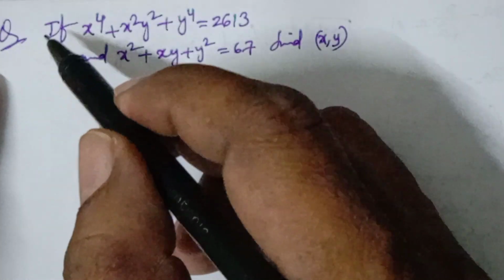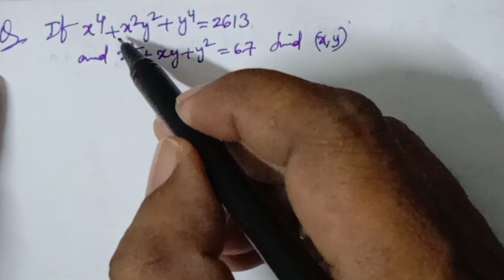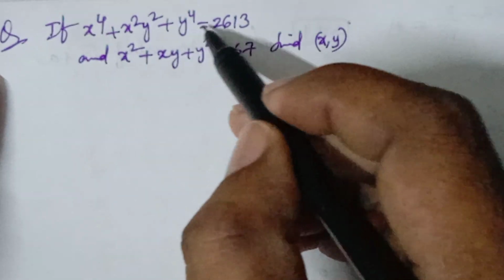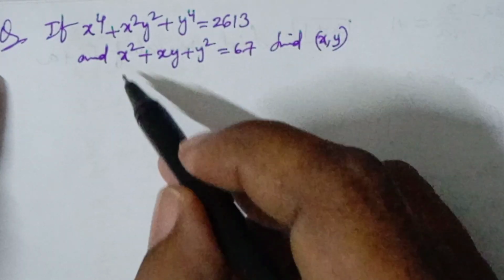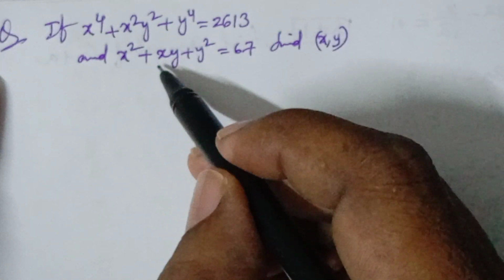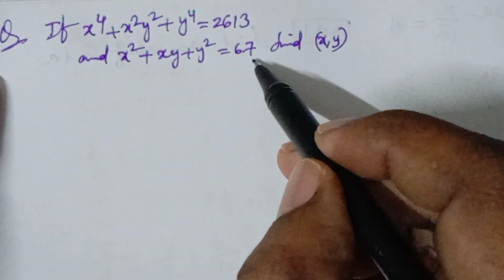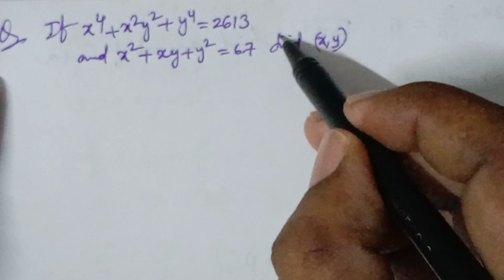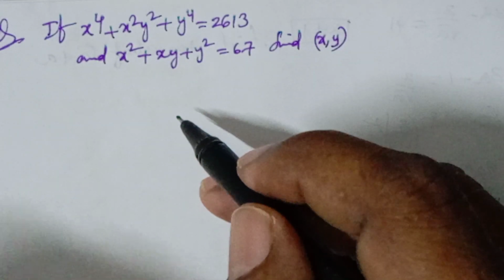So the problem is: given that x^4 + x^2y^2 + y^4 = 2613 and x^2 + xy + y^2 = 67, find the x and y values.